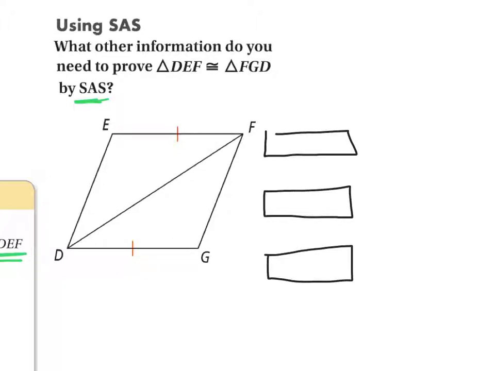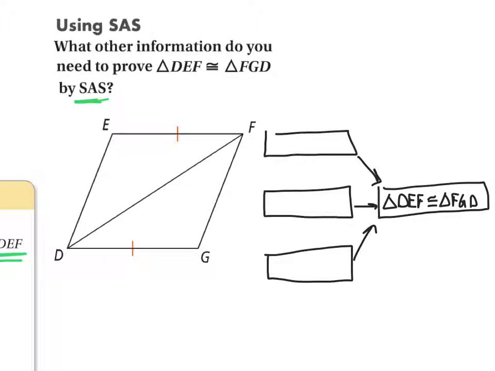So I'm trying to prove triangles are congruent, and so I'm using my standard structure here. I'm trying to say that triangle DEF is congruent to triangle FGD, and I'm trying to prove that by side angle side. And so I'm even going to write it off to here, side angle side. So what do we have so far?